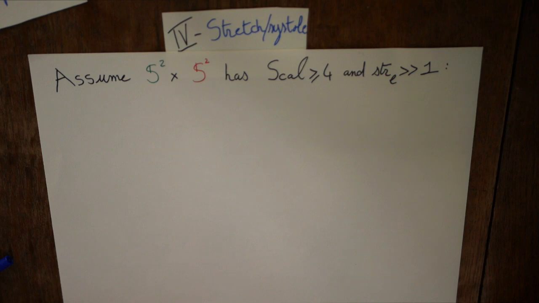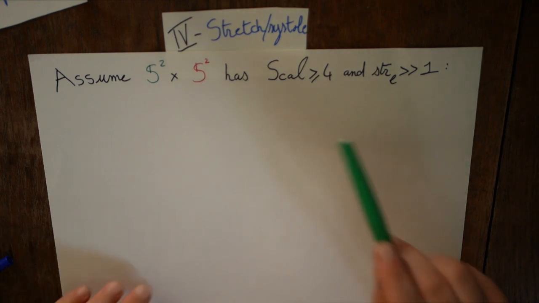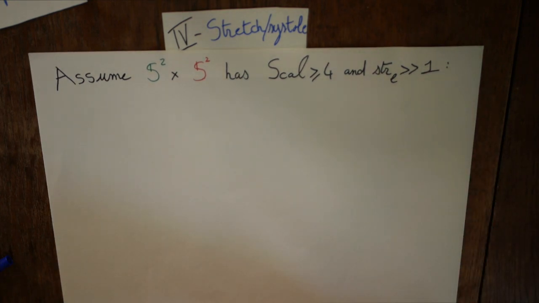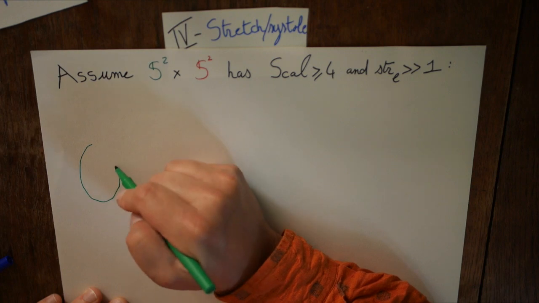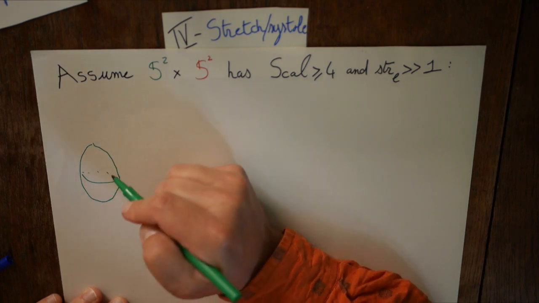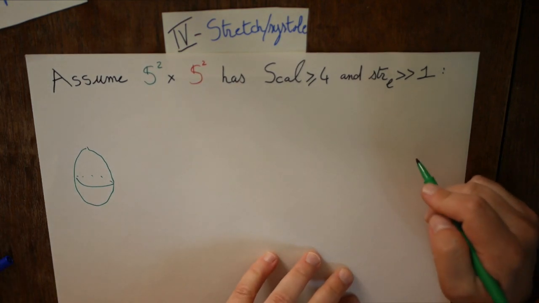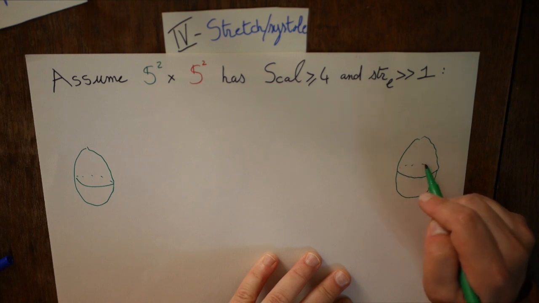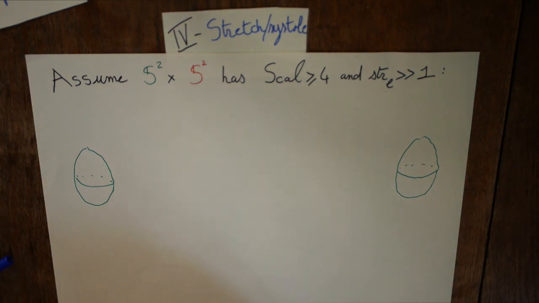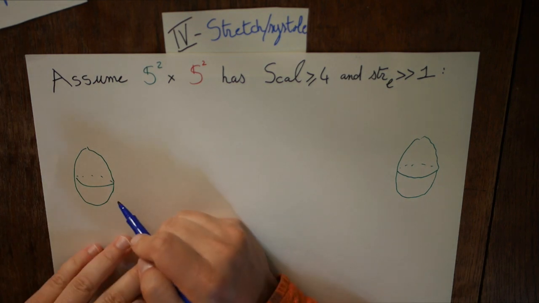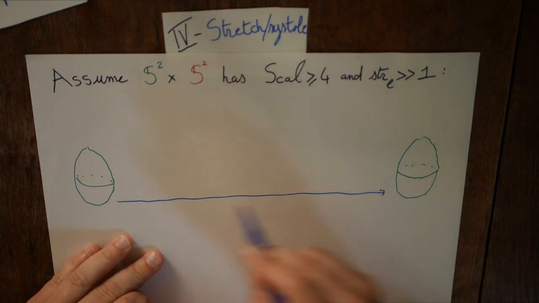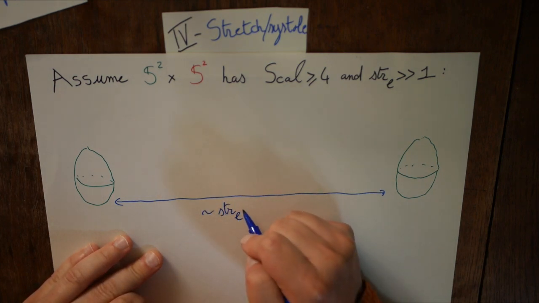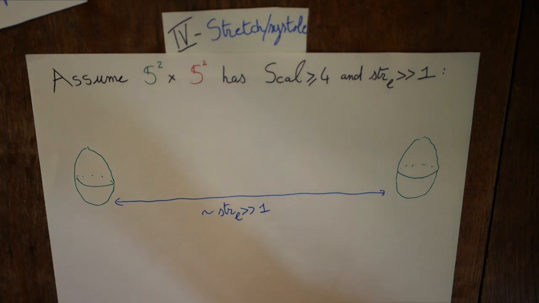So, how will we proceed? We assume that the left stretch here is very big. What does that mean? That means that we can find two S^2s. I make them green because they will be inside the homology class of the first factor, and I can assume that they are far away. So the distance between those is of the order of the left stretch, which I assume is very big.